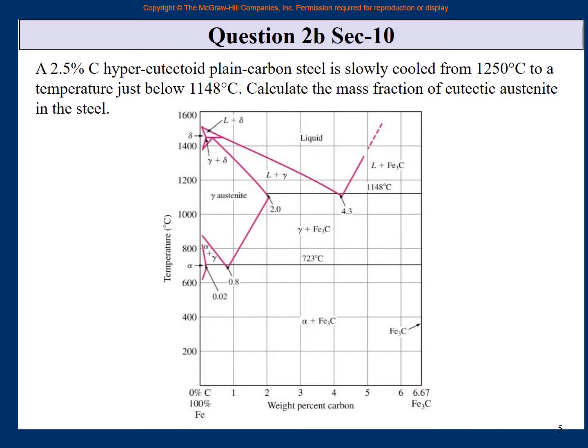Let us go to the second part of question 2, question 2B. A 2.5% carbon hyper-eutectoid plain carbon steel is slowly cooled from 1250 Celsius to a temperature just below 1148 Celsius. Calculate the mass fraction of eutectic austenite in the steel, and the iron carbon diagram is given.